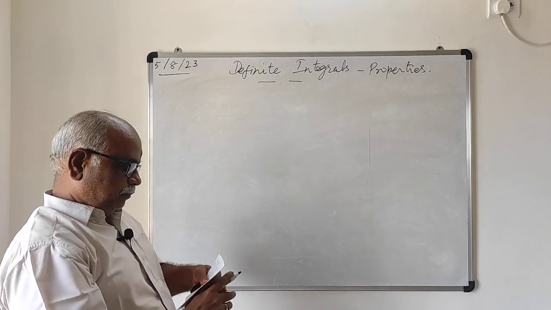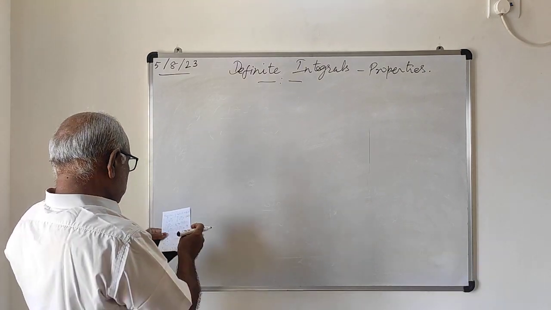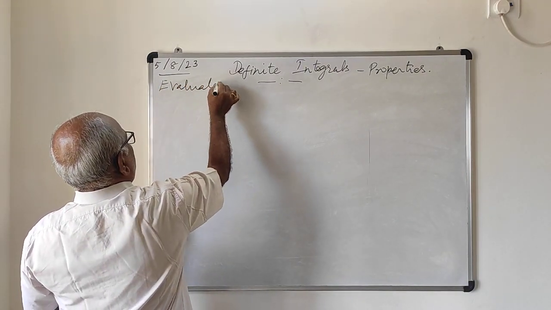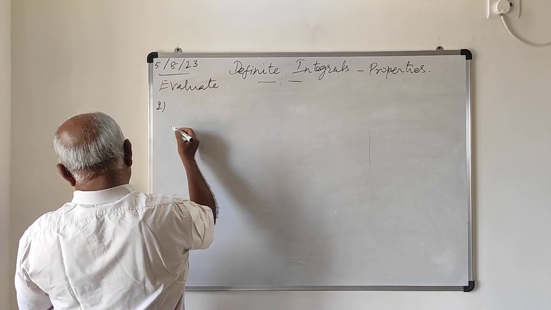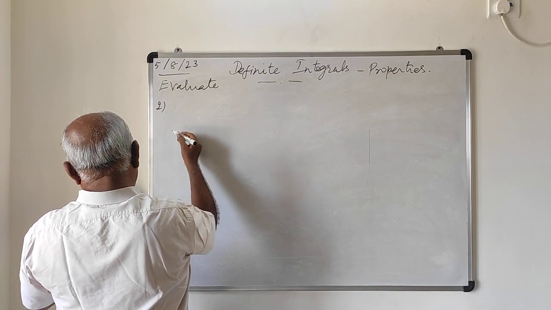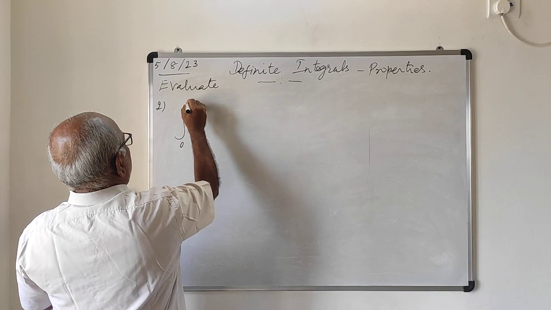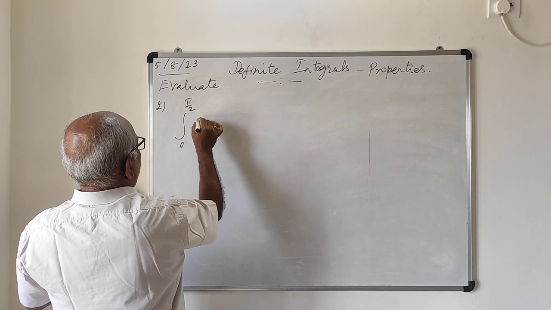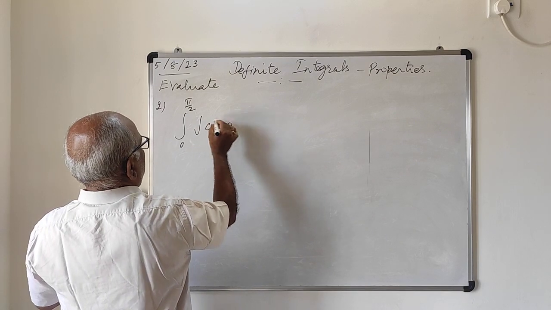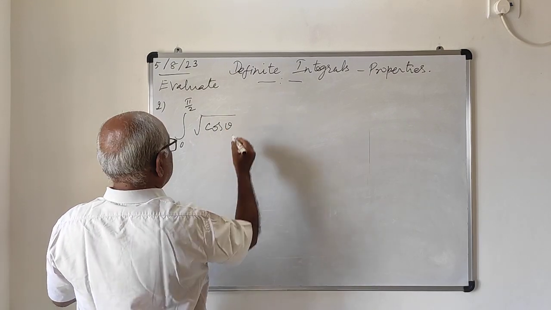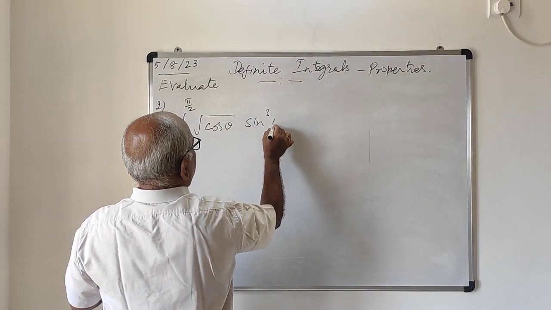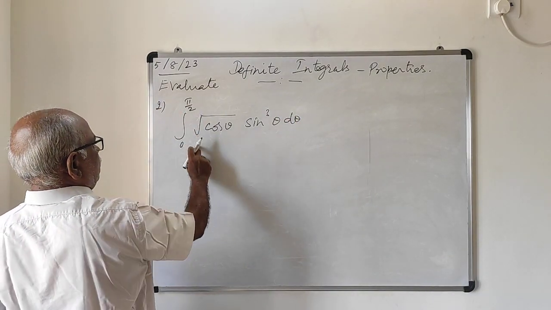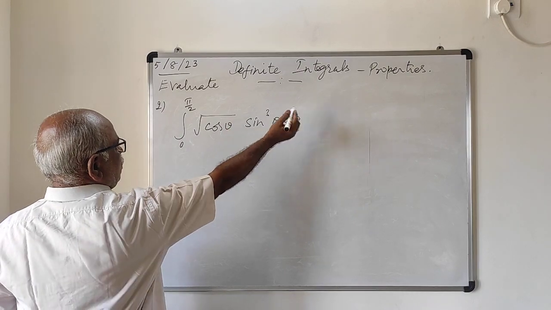Next problem. Evaluate the integral 0 to pi by 2 root of cos theta into sin cube theta d theta. This is the problem: evaluate the integral 0 to pi by 2 root of cos theta into sin cube theta d theta.